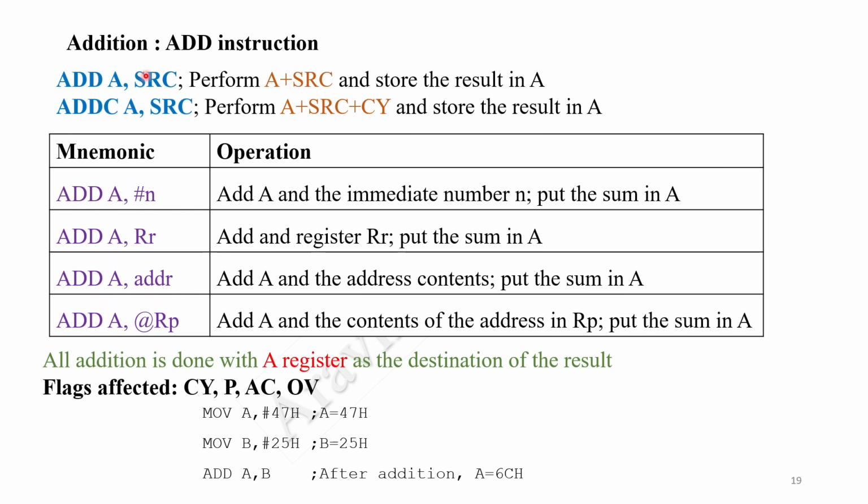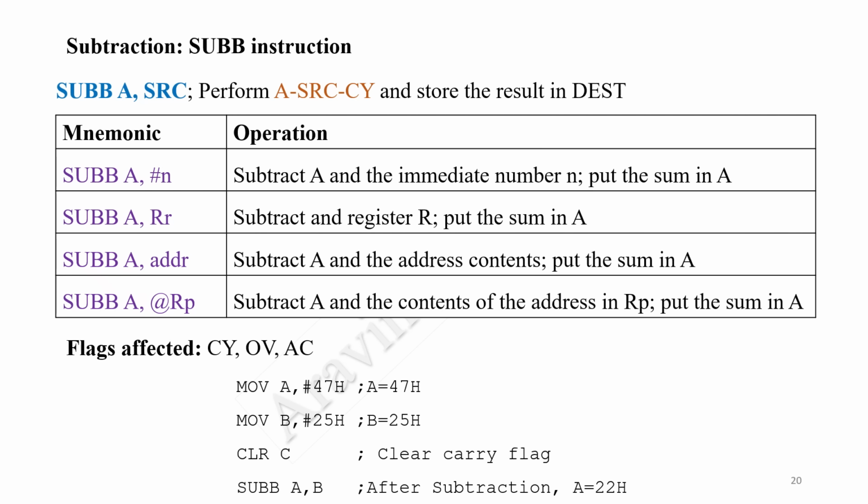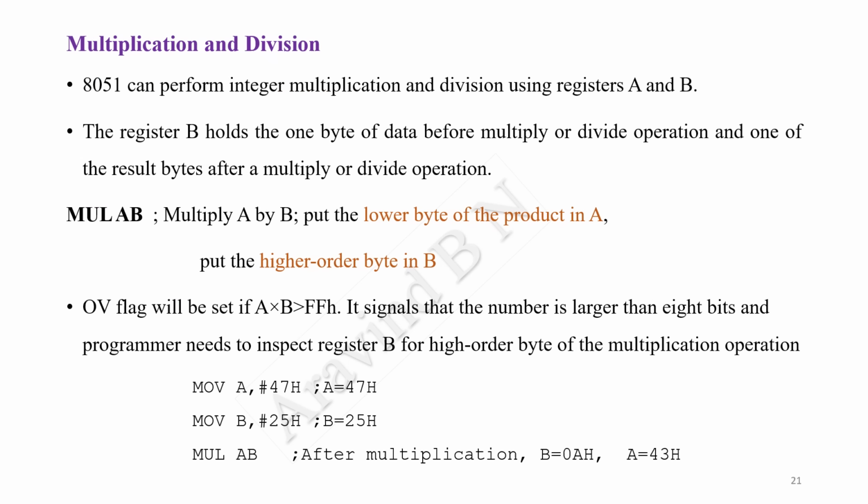So here is the ADD instruction, which are all the different varieties of ADD instruction. Make a list of them, and then which flags are affected due to this ADD instruction, and a small example of the addition. Similarly, for the subtraction operation, what is going to happen in the subtraction, which are the different varieties, flags affected, a small example of that. Then multiplication and division.